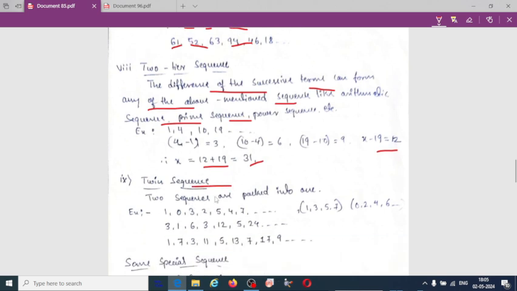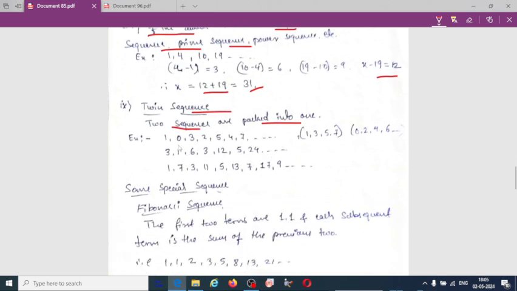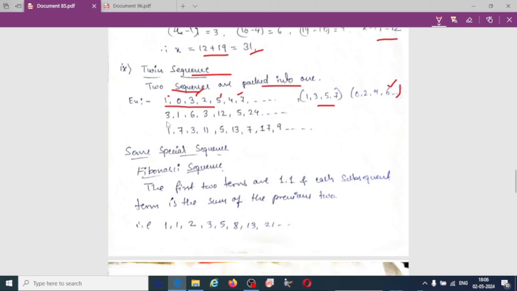Twin sequence, as the name indicates, two sequences are packed into one. So here if you take this complete series, it involves two sequences: 1, 3, 5, 7, this is one sequence of odd numbers, and here if you take 0, 2, 4, 6, it is the sequence of even numbers. So the next example you can also try to solve: multiples of 3, 3, 6, 12, 24. And the next one, 1, 3, 5 prime series. So this is the example for a twin sequence.